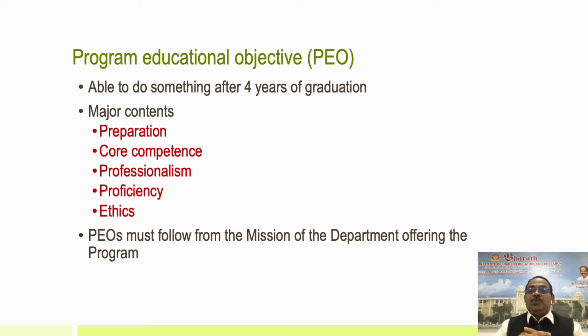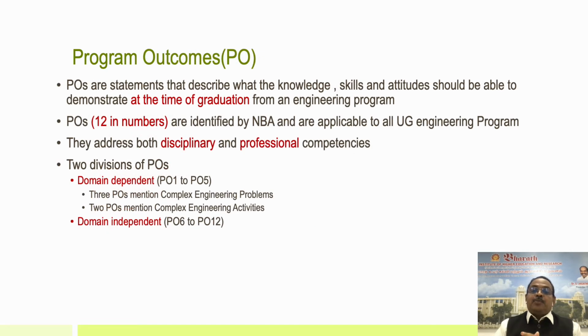Program educational objective is concentrated on what students are able to do after 4 years of graduation. Usually, the major contents of PEOs are preparation, core competency, professionalism, proficiency, and ethics. Program outcome is the statement that describes the knowledge, skills, and attitudes students should be able to demonstrate at the time of graduation from a program.